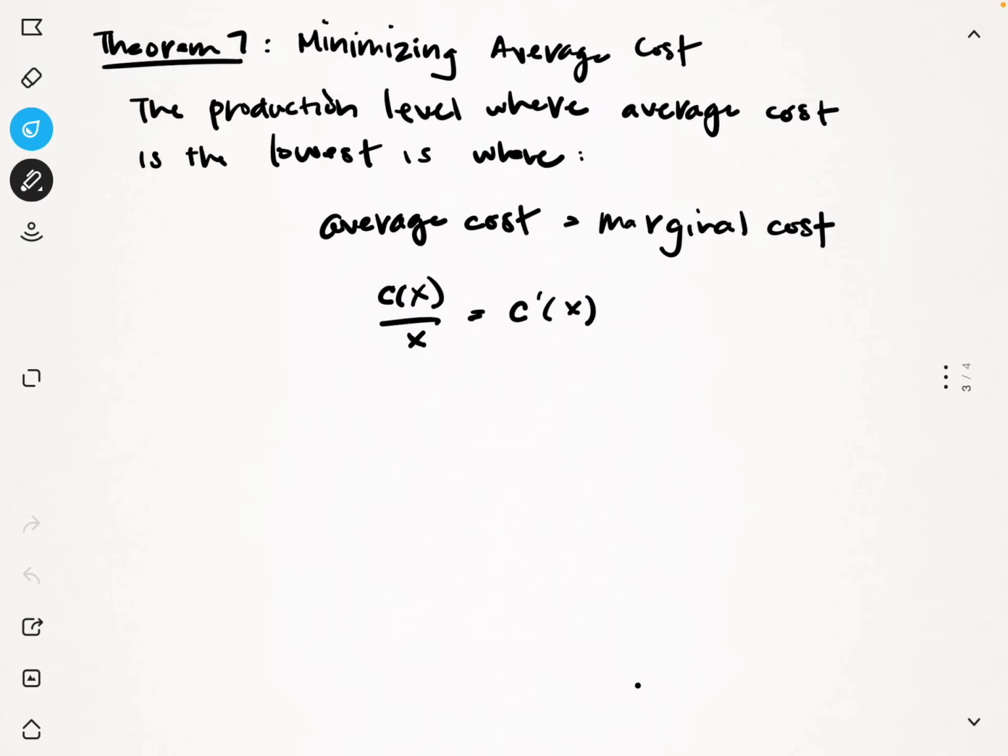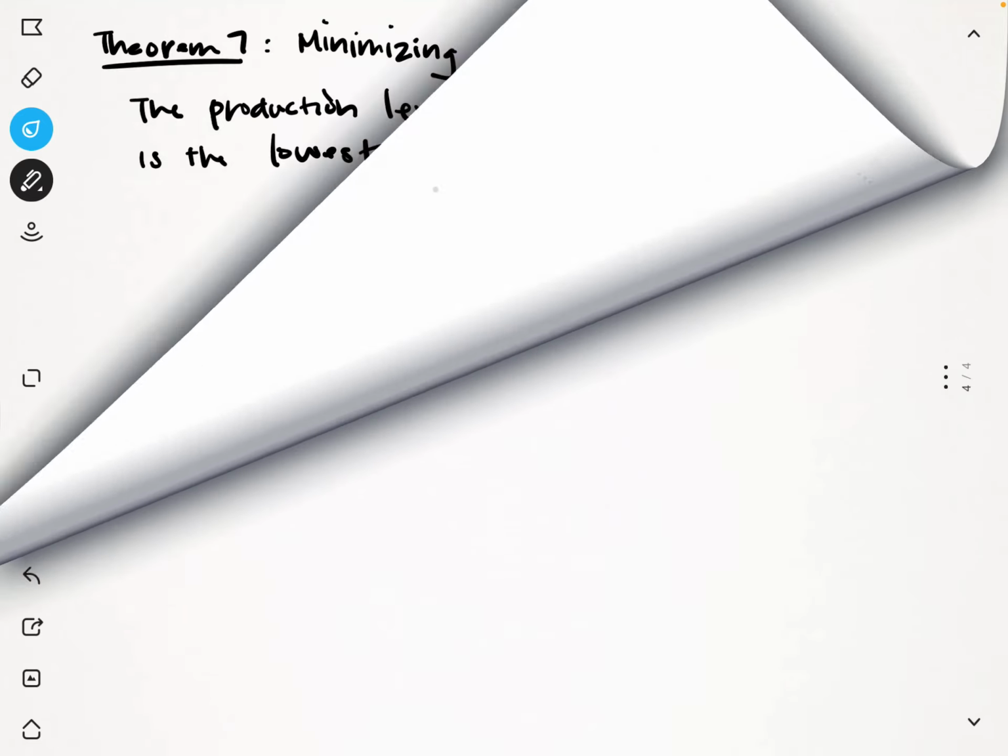Theorem 7 says minimizing average cost. If we want to minimize the average cost to produce something, we're looking for the production level where the average is equal to the marginal. The average means we just take the function divided by x. That'll give us the average over the interval x, and then we find the marginal, which is the derivative.